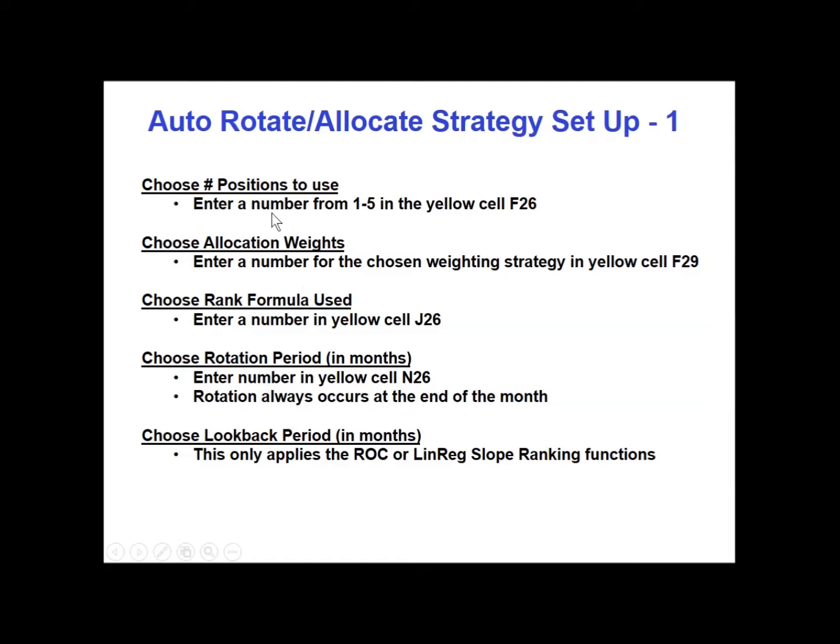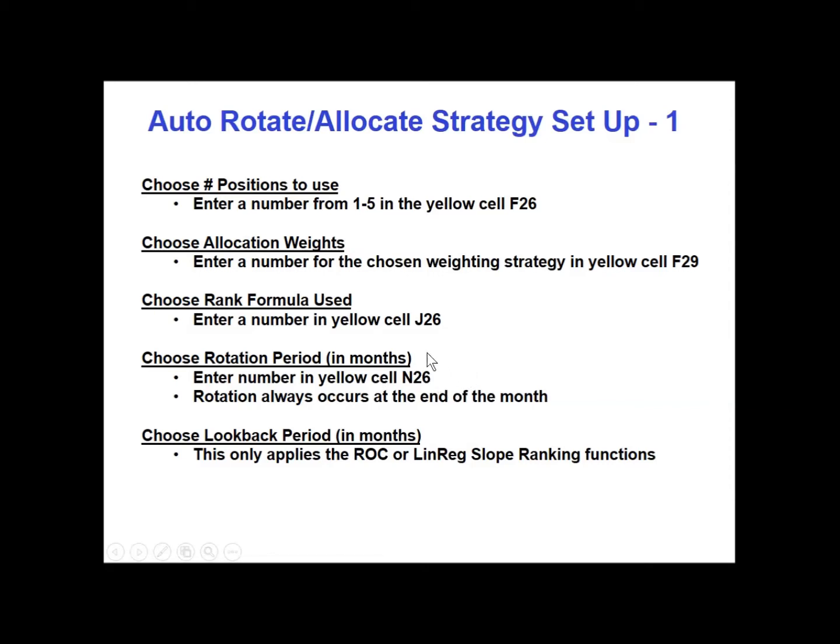All right, so you'll see in a minute. Choose the number of positions you want to use. You can go from 1 to 5. You can choose the allocation weights. We'll talk more about that. There's ways to decide how you want to allocate your funds. That's down in row F29 in a table. Choose the ranking formula you want to use, and there's a number, and you put that in J26. Choose the rotation period in months in cell N26.